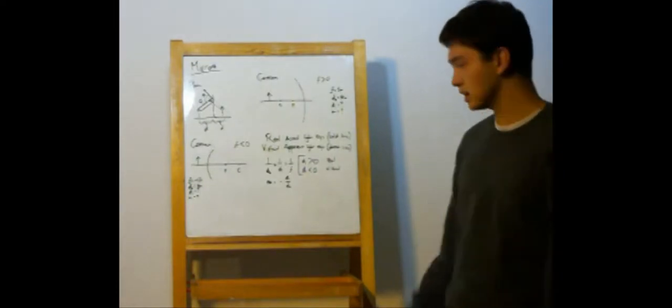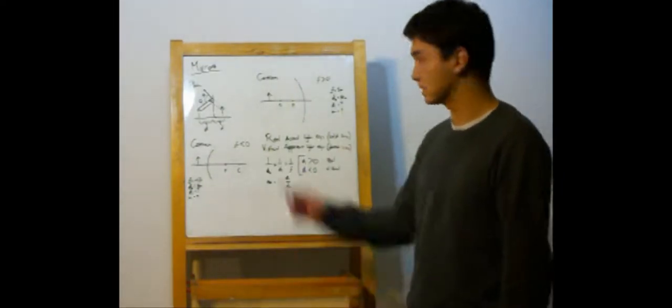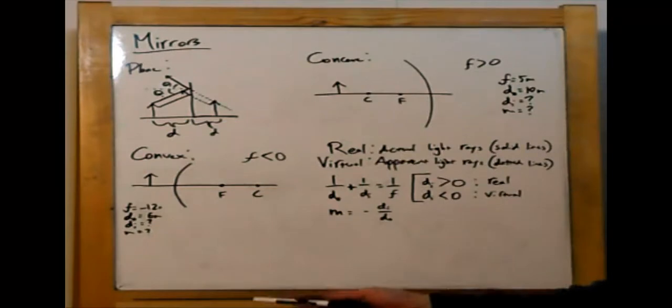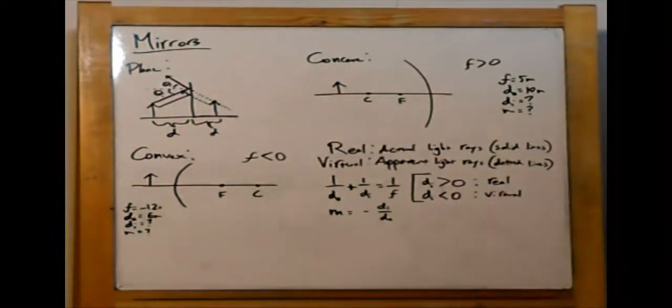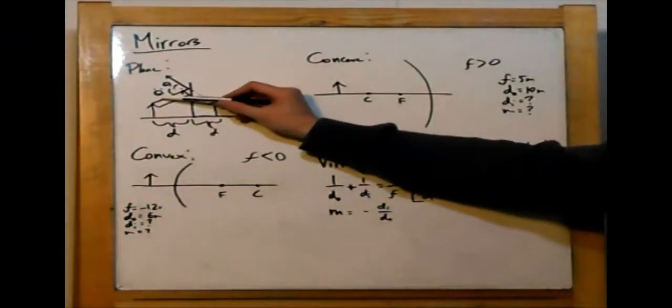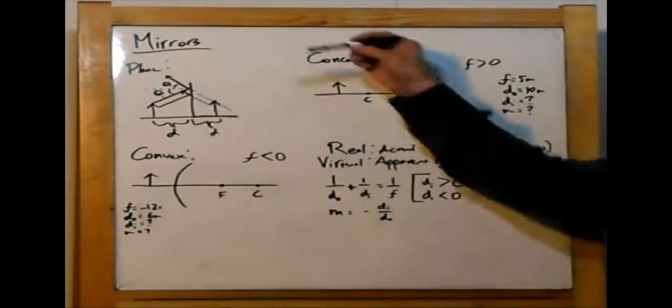Today's topic, mirrors. There are three major kinds of mirrors you'll encounter in physics: plane mirrors, concave mirrors, and convex mirrors. So let's look at plane mirrors first. These are simple. They're just a straight line that's going to reflect light. So you have light coming in, and it has an incident angle. It'll come out at the exact same angle.